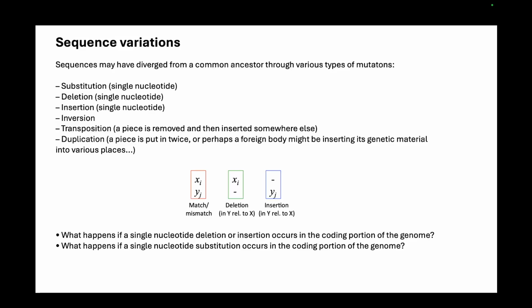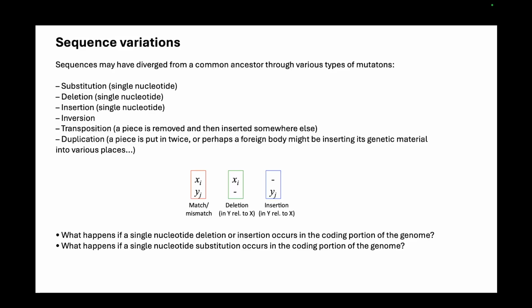Deletion is just a deletion of a single base. It can happen. Insertion: some sequences might be inserted. In this case, we are considering single nucleotide insertion, but you can have big insertions and big deletions as well, like more than 50 base pairs, more than 100 base pairs. These are possible, but for our case we'll only consider the single nucleotide ones. There can be inversion. The sequences might be inverted, so ATGC might become CGTA, fully inverted. And transposition and duplications as well.